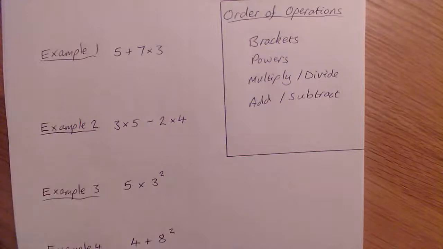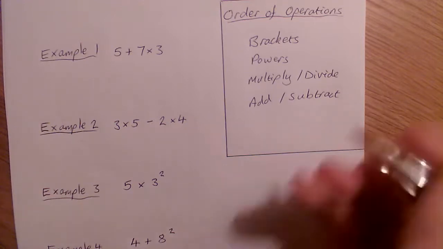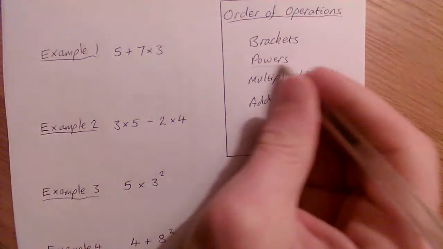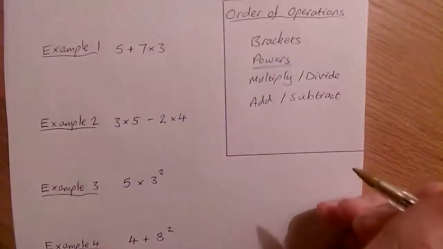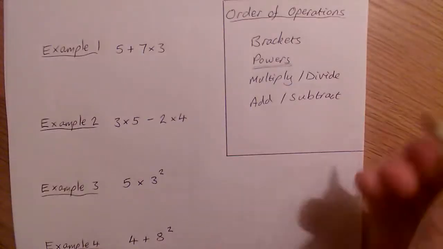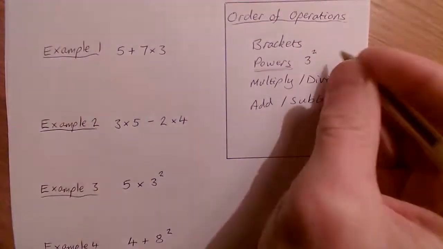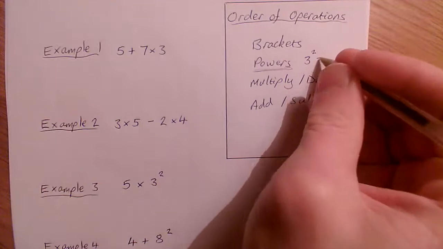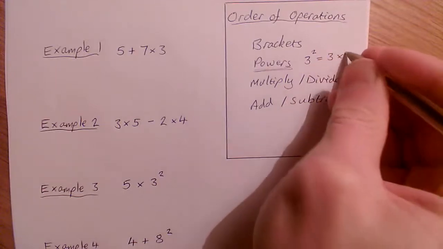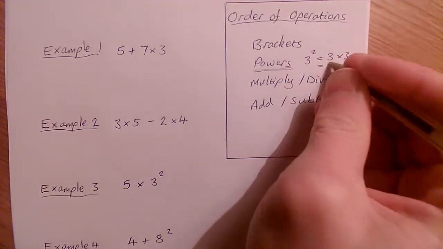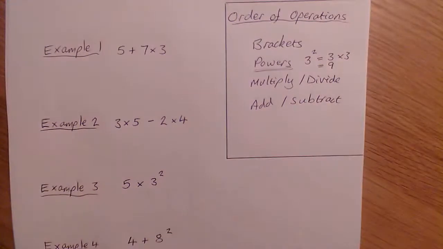So the first task this week is going to be all about the order of operations. Now, hopefully this is a reminder for you. The one thing that maybe is not a reminder is that we're going to also talk about powers. Now, when I say powers, I mean things like 3 squared. Now, as a reminder, 3 squared means 3 times 3, or that is the same as 9.